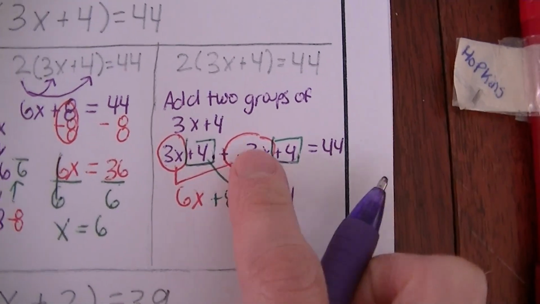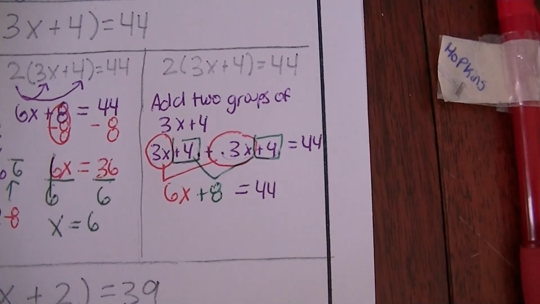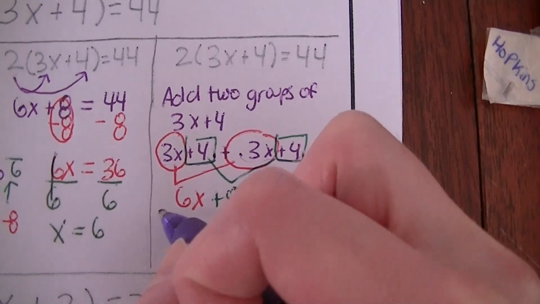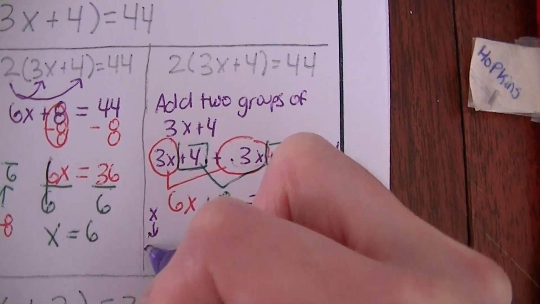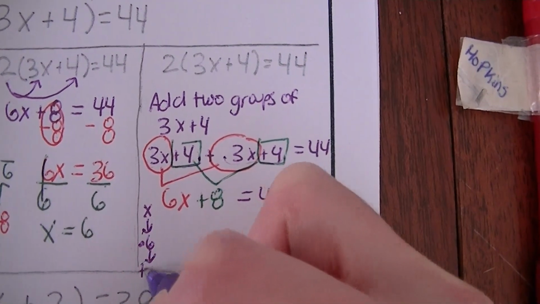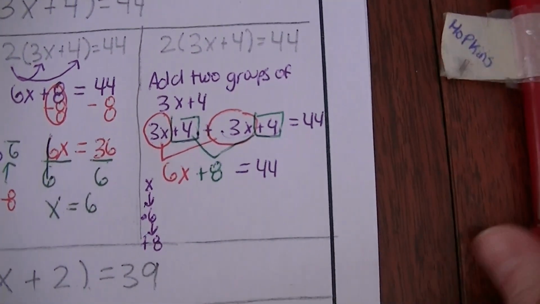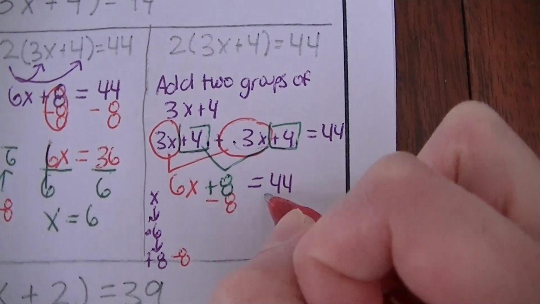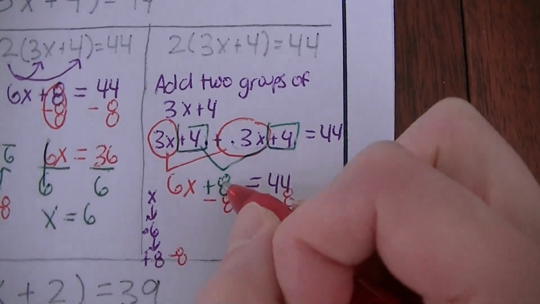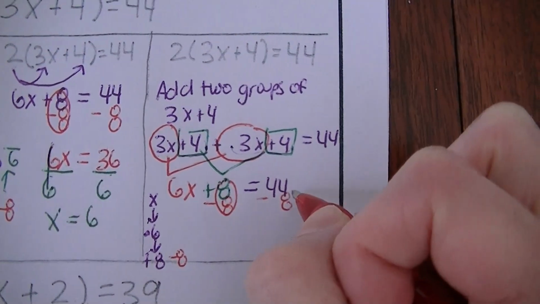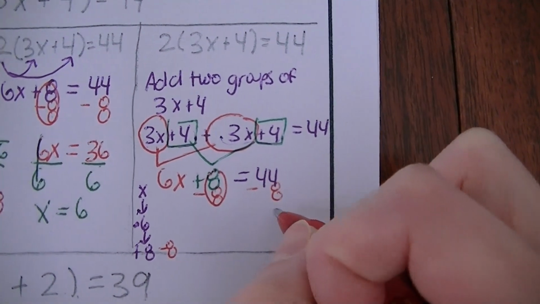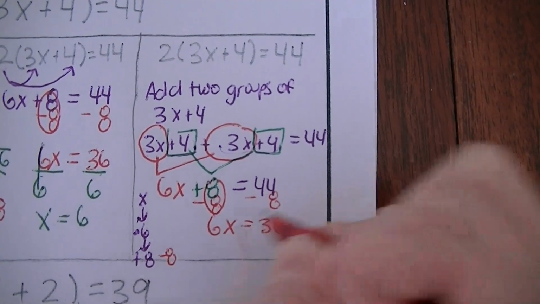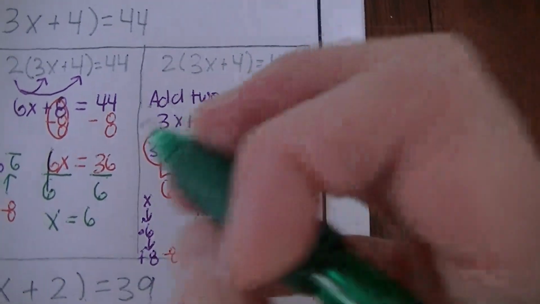Now that it's been simplified, after you've added two groups of 3 times x plus 4, now you need to build it. That right there, they start with x, then they multiplied it by 6, and then they added 8. The inverse operation of adding 8 is to subtract 8. So do that to both sides of that equal sign. 8 take away 8 is 0. 44 subtract 8 is 36.